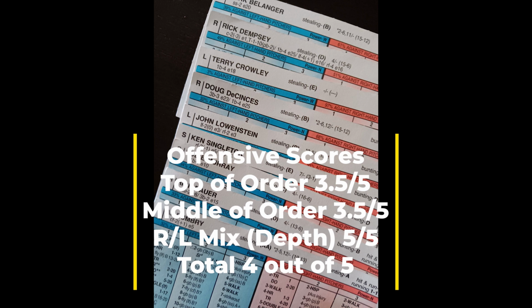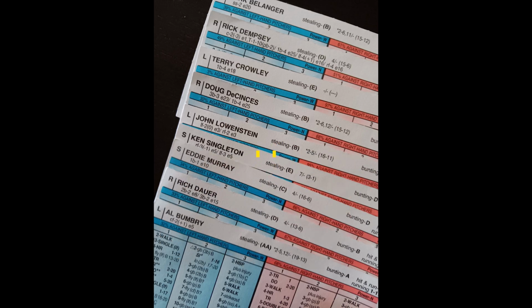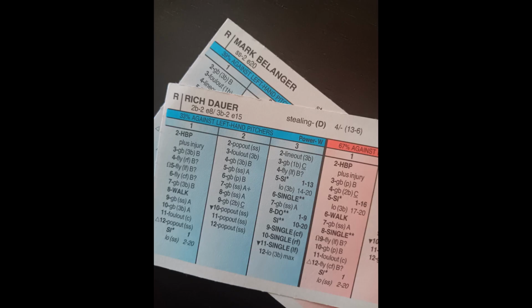And I didn't get into Rick Dempsey's card. He's a very qualified number 8 hitter in the lineup who has a pretty solid card. So for me, that was an easy score as far as the depth of the Baltimore Orioles' offense in 1980. I gave them a perfect 5 out of 5 score. So their total offensive score for the 1980 team comes out at a 4 out of 5, which is an excellent score. Now, let me take a look at the defense here real quick.